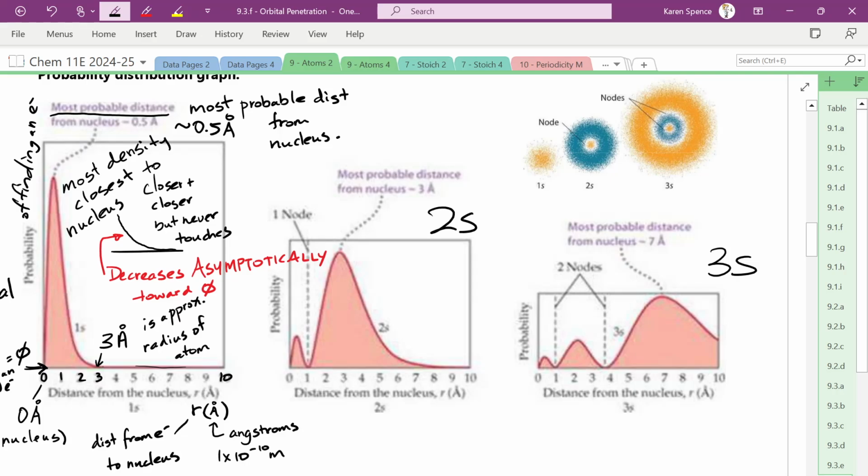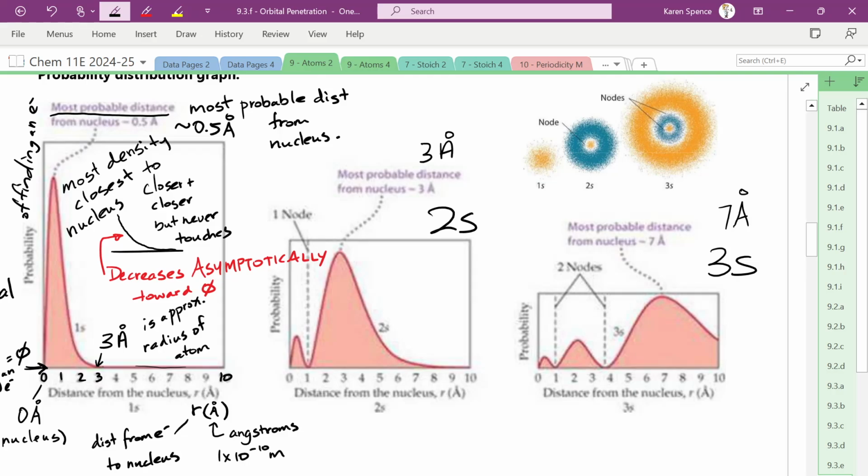So the 1s has the best orbital penetration. The most probable distance for a 2s is at about 3 angstroms. And the most probable distance for a 3s is about 7 angstroms. So who's getting closest to the nucleus on average? Those 1s electrons.